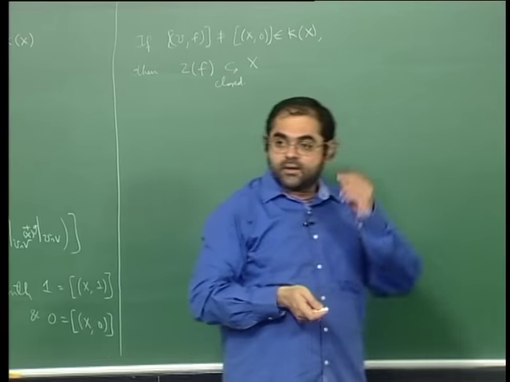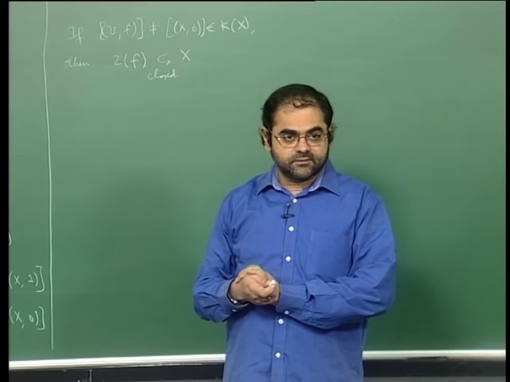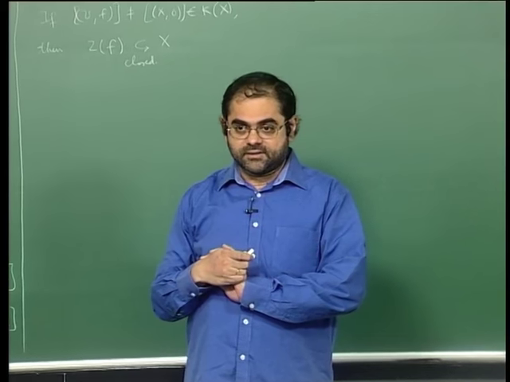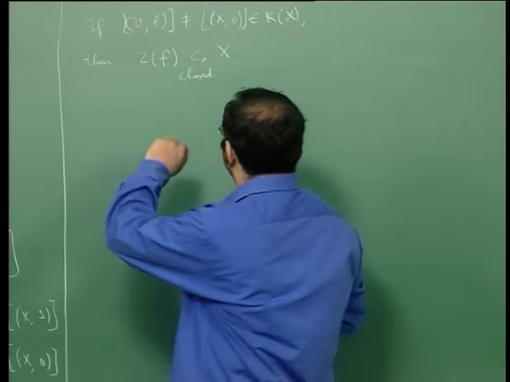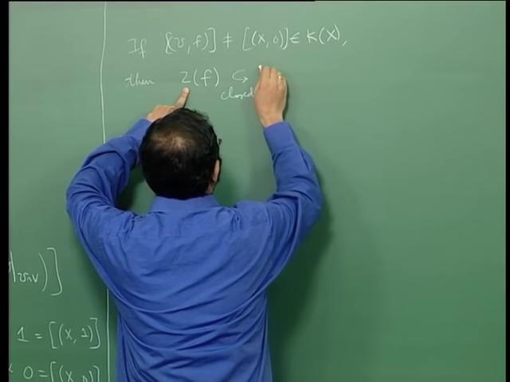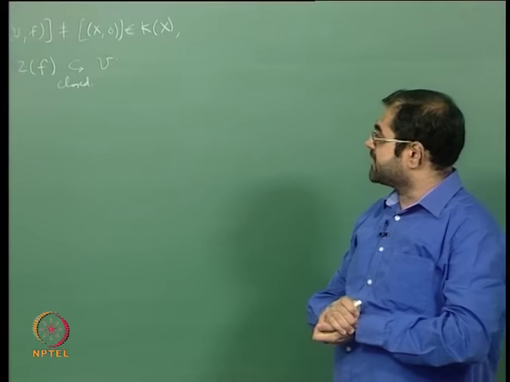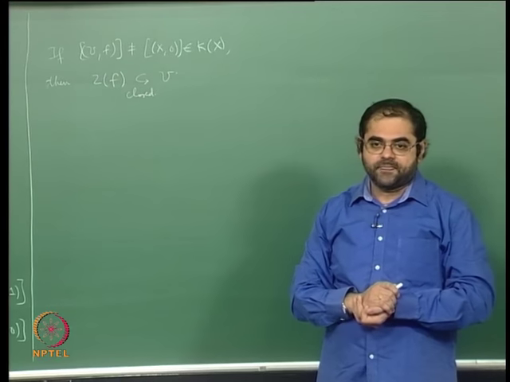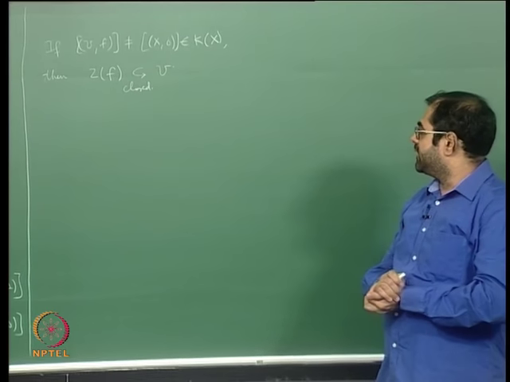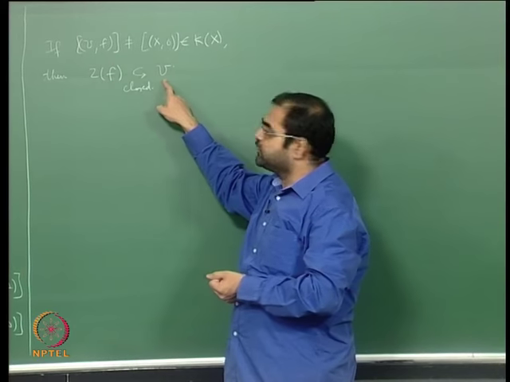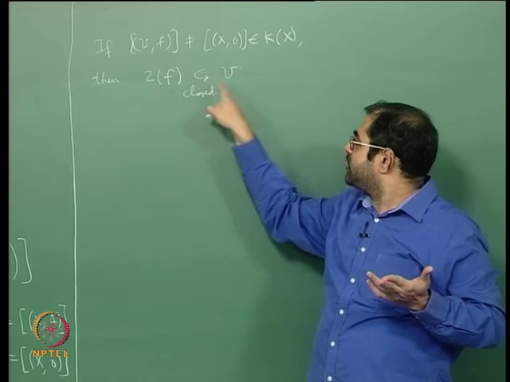What I want you to understand is that whenever you take a variety and a regular function on it, and you take the locus where it vanishes, that will always be a closed subset. In fact, I should say it's a closed subset of U, because f is defined only on U. I should not write X here. I should be careful. So f is a regular function on U, and mind you, U itself is a variety. Any open subset of a variety is again a variety. If you take the zero set of f, namely the set of points in U where f vanishes, that's going to be a closed subset of U.